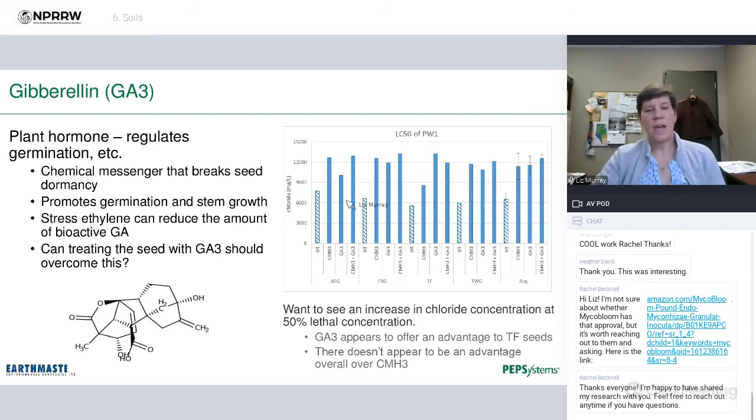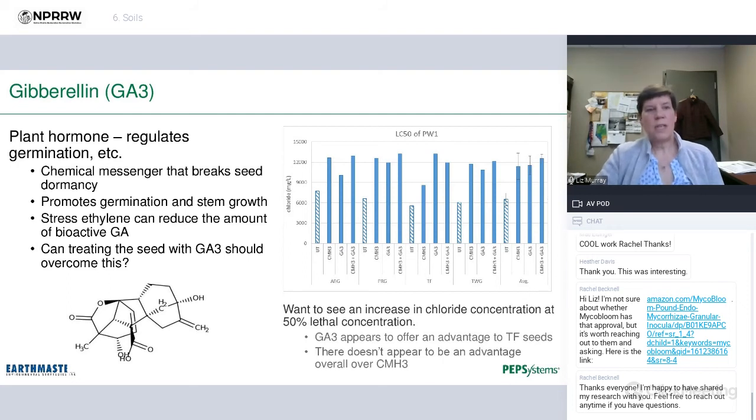If you look at this and compare the solid bars to the hatched bars with LC50, once again, we want to see that the seedling can tolerate a larger concentration of chloride, so it has a bigger bar than the untreated controls. And you can see, if you compare gibberellin to just the bacteria alone, it doesn't really offer a lot. It might be that for a specific seed type, like tall fescue, you might see a bit of an advantage with gibberellin. But when you look at the seed mixtures like we use, there isn't anything that's going to give a real advantage that would make it worth the added cost to add it into a seed treatment.